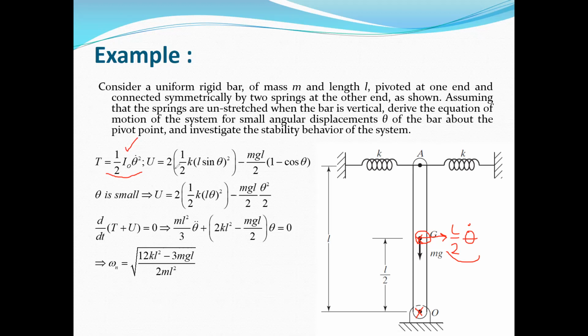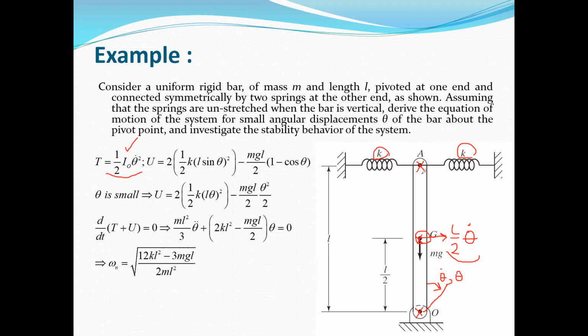The potential energy: here we have two springs, as you can see. So easily you can write one half times k x squared, and we have two springs, so it will be multiplied by 2. But the displacement of this point A is equal to, if we assume that the degree of freedom is theta, because we assume that the angular velocity is theta dot, so it will be theta.